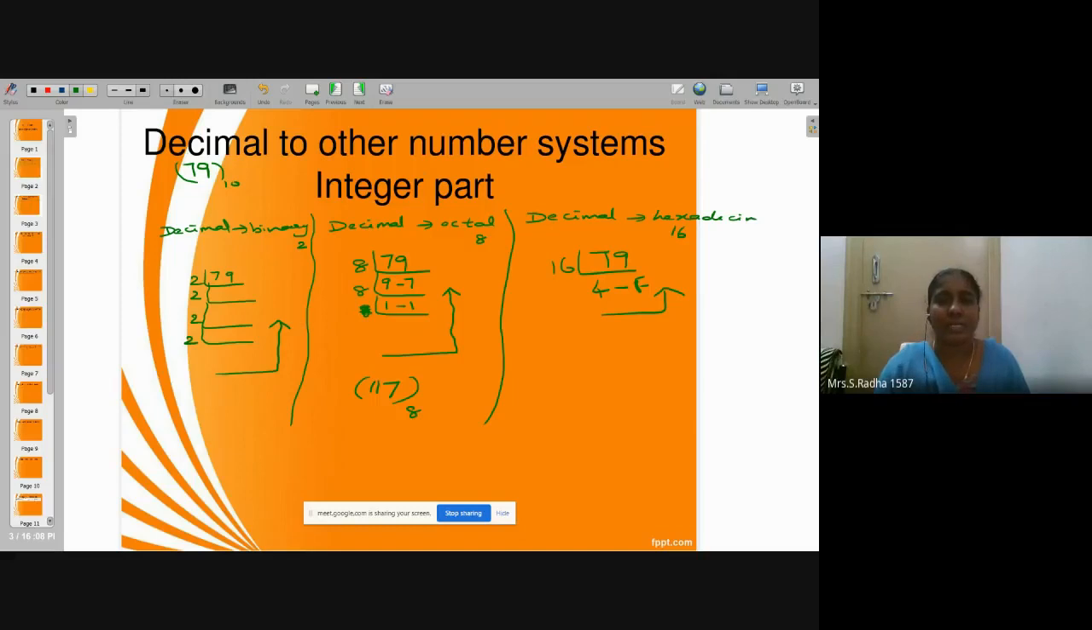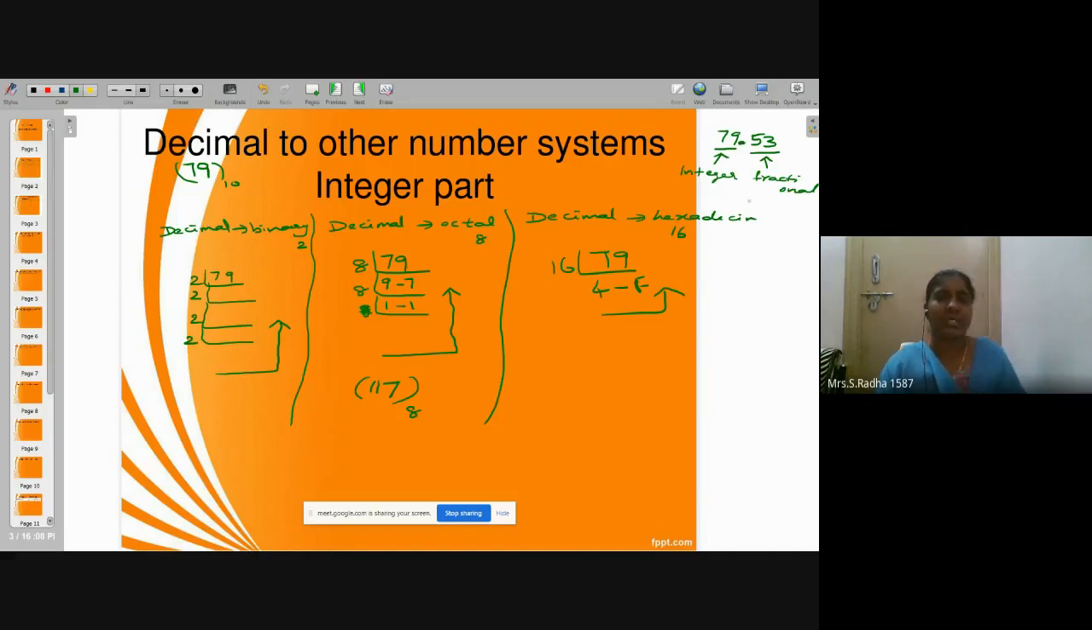Now coming to integer part, why I mention integer part here in the heading? If a number is present, 79.53, this portion is called integer part. Before the decimal is called integer part. After the decimal, it is called fractional part. Now I am taking only integer part and doing conversion. And this is the procedure.